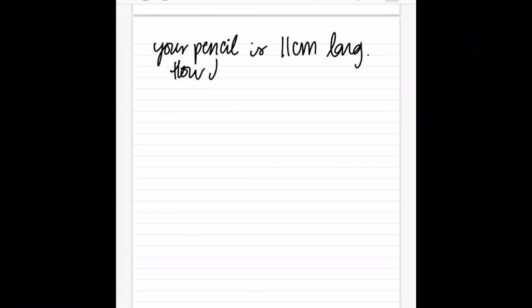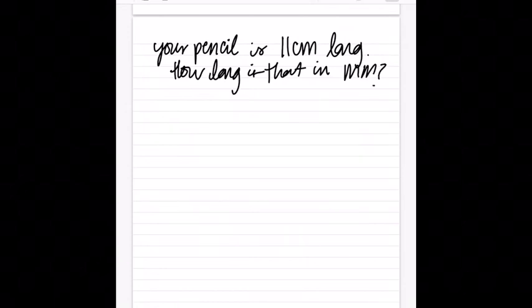All right, your pencil is 11 centimeters long. How long is that in millimeters? Okay, step 1, write down what's given. So I'm going to go ahead and highlight this. I got 11 centimeters. That's where I am. This is where I need to be, in millimeters.